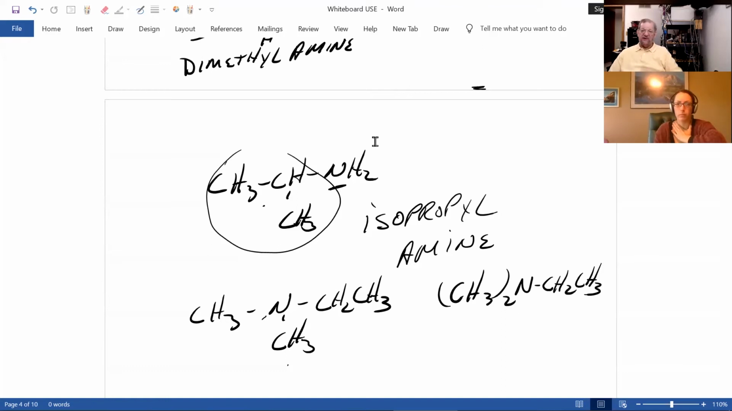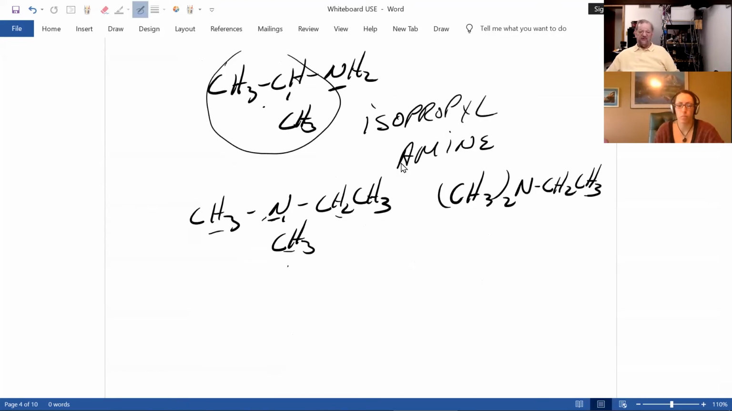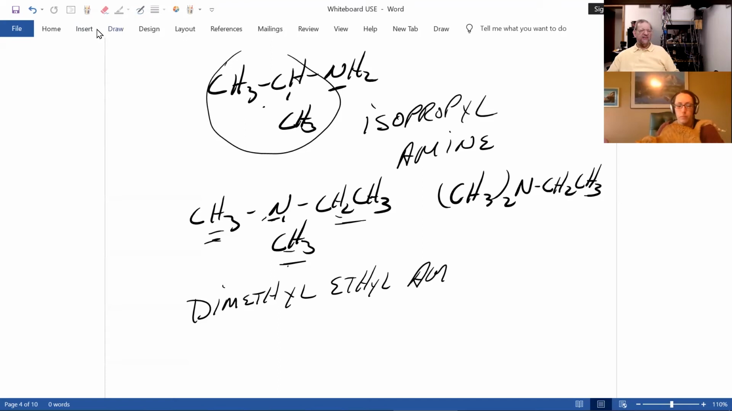All right, looks like everybody's done. Let's take a look at this. What do we have? Oh, we have a nitrogen, and it's got 3 groups, a tertiary amine, but you don't have to know that. Notice 2 are the same. So one way of doing this would be dimethyl. Then what's this? Ethyl amine.